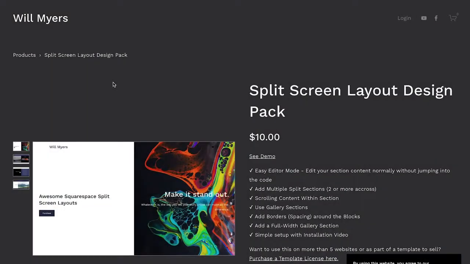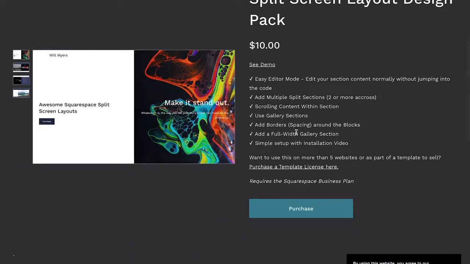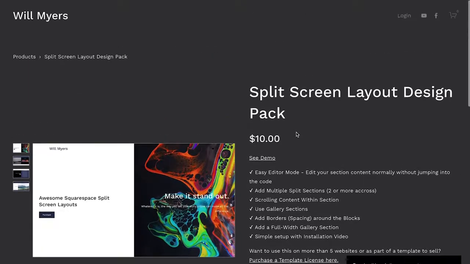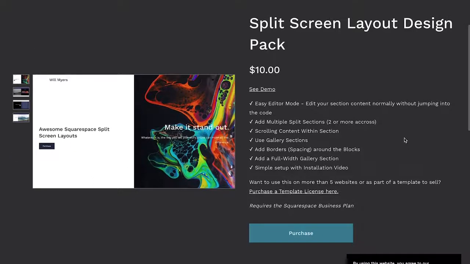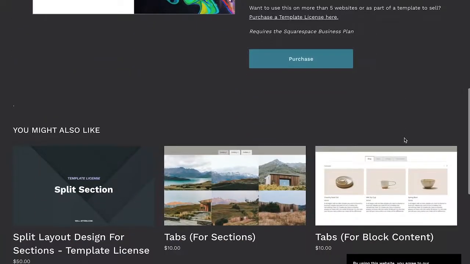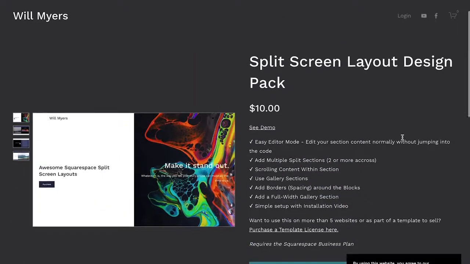My next plugin is by a guy named Will Myers, and I had to scour the internet for this one, and I was so happy when I found this. It's called Split Screen Layout Design Pack, and only $10. What it allows you to do is put two content blocks, display them side by side. Or for example, you could take three content blocks and display them side by side. There's all ways of customizing this plugin, and that's what I love about it.